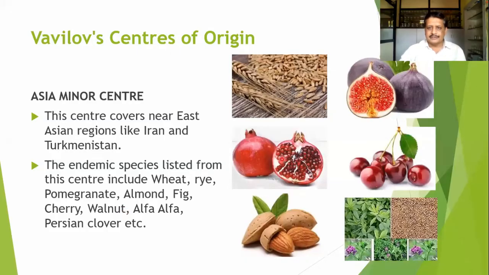Then Asia Minor Center. In Asia Minor Center, the center covers near about the East Asian regions like Iran and Turkmenistan. And these are some of the fruits which are endemic to that particular area. Particularly varieties of the wheat have their origin there. Then rye, here you can find the pomegranate, then almonds, rye, fig, ज्याला आपण अंजीर म्हणतो. So that is also originated in the Asia Minor Center.